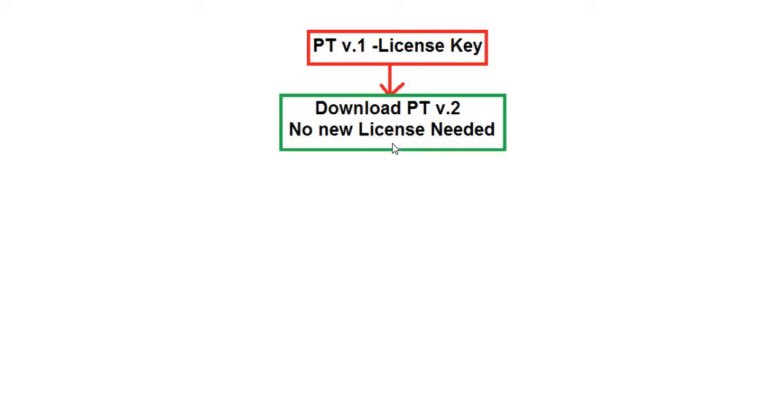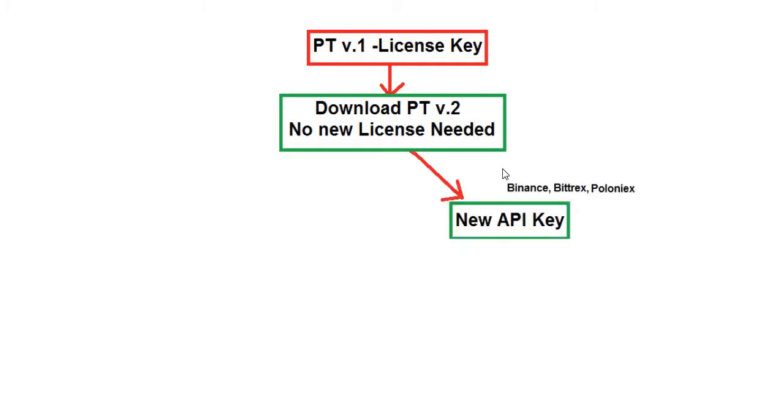Now, the next thing you need to do that's really important is make a brand new directory for PT2. Do not delete your old PT1. Just make a brand new directory. We're going to put the PT2 into the new directory, and we're going to use the PT1 license key to activate the PT2 that you've downloaded.